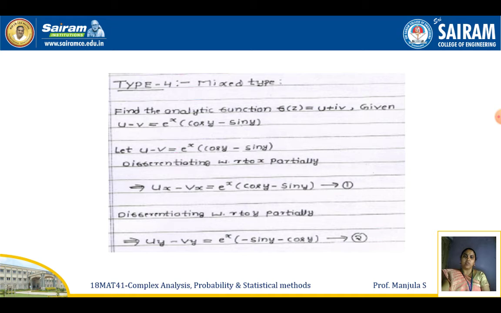The given u minus v equals e power x into cos y minus sin y. Write it as it is and differentiate partially with respect to x, so we can write ux minus vx equals e to the power x into cos y minus sin y. Take this as equation number 1. Differentiate the same equation with respect to y partially: uy minus vy equals e to the power x into minus sin y minus cos y. Take that as equation number 2.